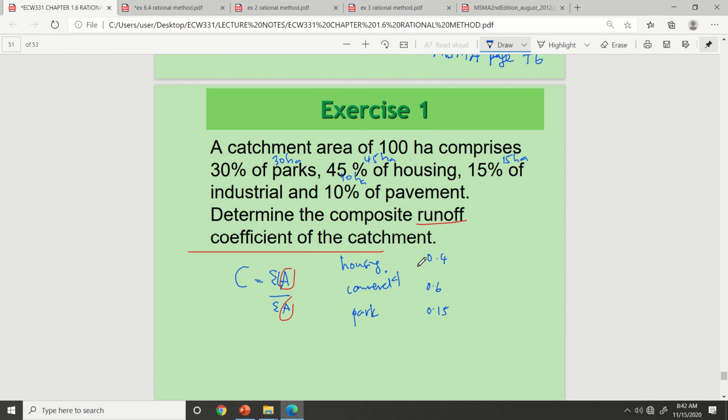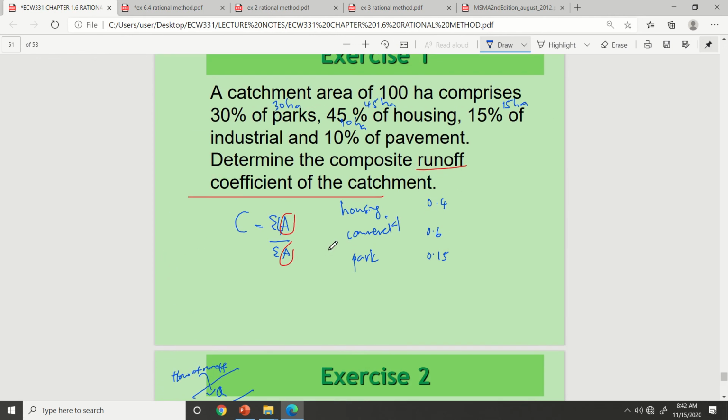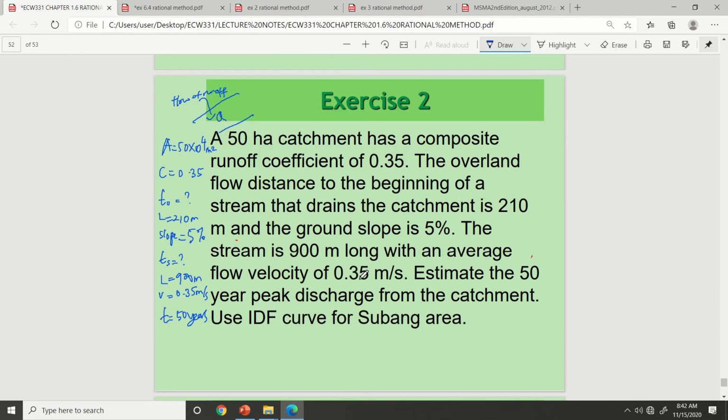So exercise number 1, you have to find out the runoff coefficient for the total catchment area. Actually, this question cannot be done on this equation. Okay, so exercise number 2.